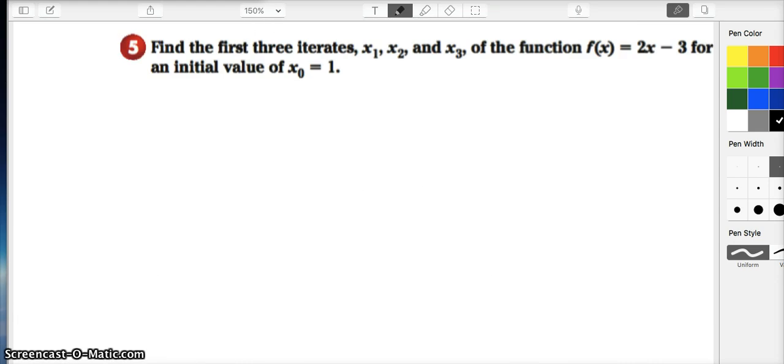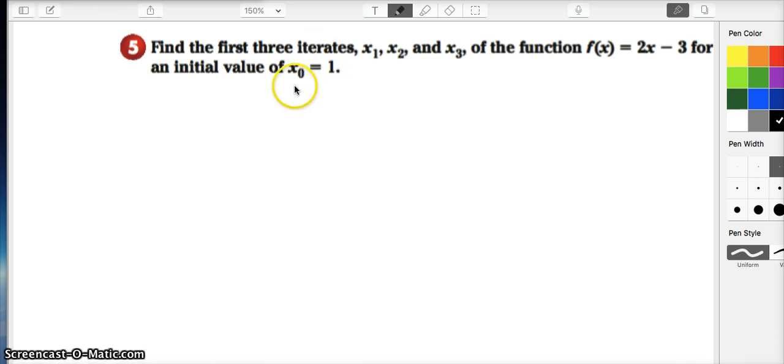Okay guys, so we have reached the final example, example 5. We're going to find the first 3 iterates. I know we haven't talked about it, and I know I skipped it in the beginning when we talked about this lesson, but it's going to make sense, I promise. So find the first 3 iterates, x sub 1, x sub 2, x sub 3, of the function f of x is equal to 2x minus 3 for the initial value of x sub 0, which is equal to 1.